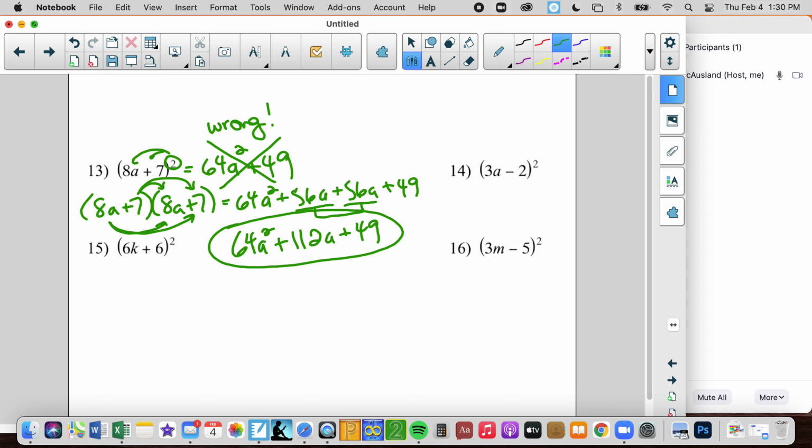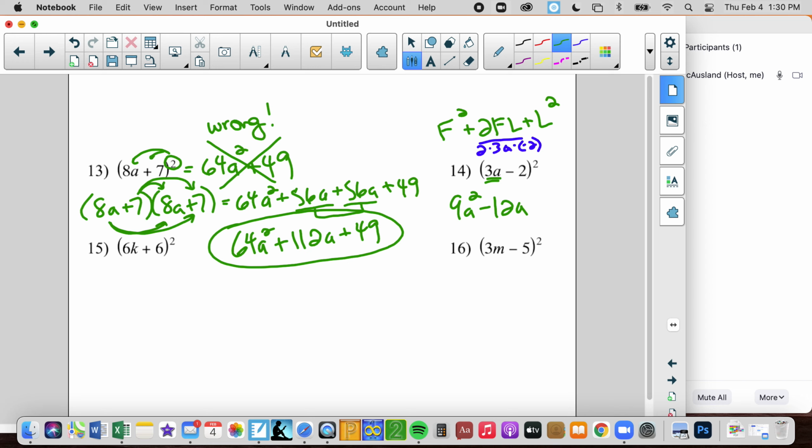So how can I do this in a shortcut? Well, remember this format, the template is f squared plus 2fl plus l squared. So you're going to square your first. 3a times 3a gives me 9a squared. Then you're going to do 2FL: 2 times the first times the last. So my first is 3a, my last is negative 2. So 2 times 3a is 6a, times negative 2 gives me negative 12a.